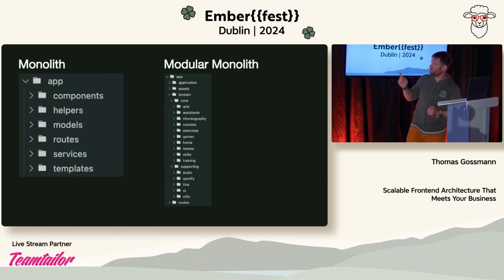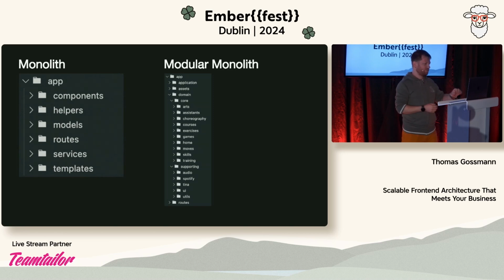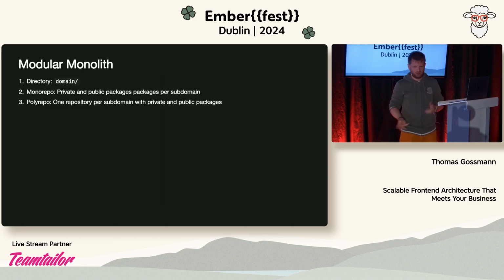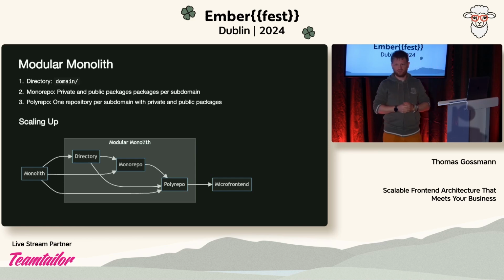Now, if we look into these directory structures again and put some architecture terms to it, on the left we have a monolith, on the right we have a modular monolith. And the latter can come in different flavors. So the directory itself, or the domain, I already showed you, but there's also a monorepo or polyrepo version of it. And basically this helps us to scale up, to find the next step for your products. You might start as a monolith in a default Ember app, and then you can go into directory, into monorepo, into polyrepo, or from a directory to monorepo, and so forth, whatever is applicable to you.